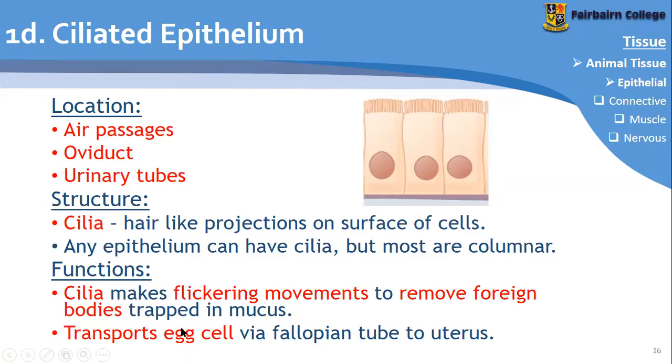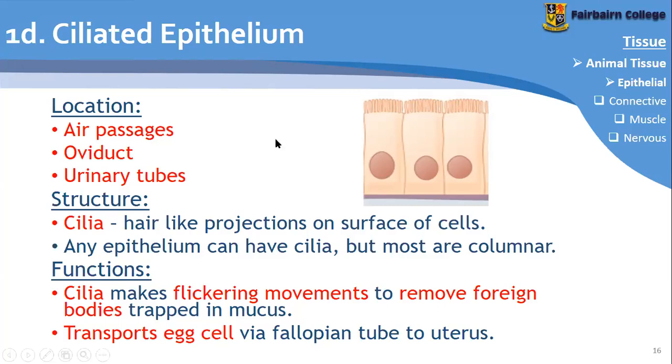Another example is in transporting egg cells in the fallopian tube to the uterus. Before fertilization, when the egg has to go to the uterus and could potentially be fertilized, every month in the female reproductive system, the egg has to move to the uterus. And the way that the egg makes its way to the uterus is by the cilia also moving the egg along the fallopian tube. So that's another example of where we see ciliated epithelium with the cilia having the special function of moving things around.